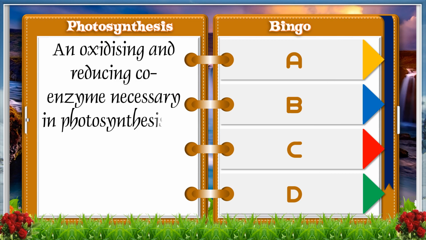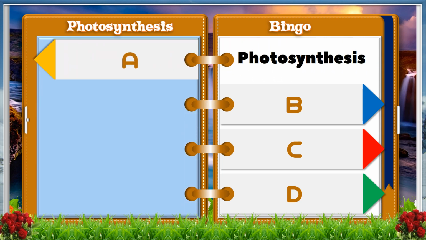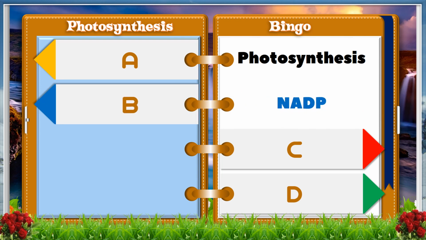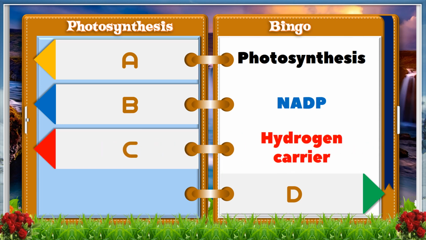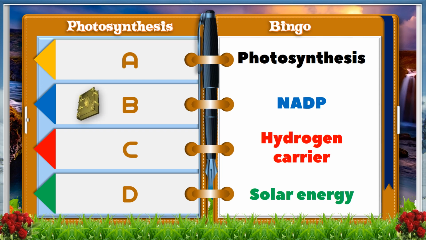An oxidizing and reducing coenzyme necessary in photosynthesis. It traps and transfers hydrogen ions in cell activities. A. Photosynthesis. B. NADP. C. Hydrogen carrier. D. Solar energy. And the answer is B. NADP.